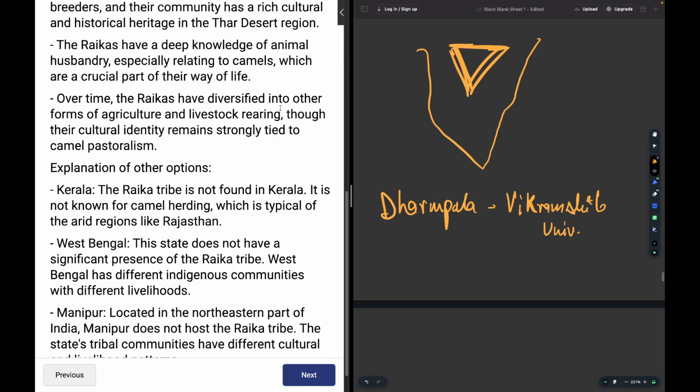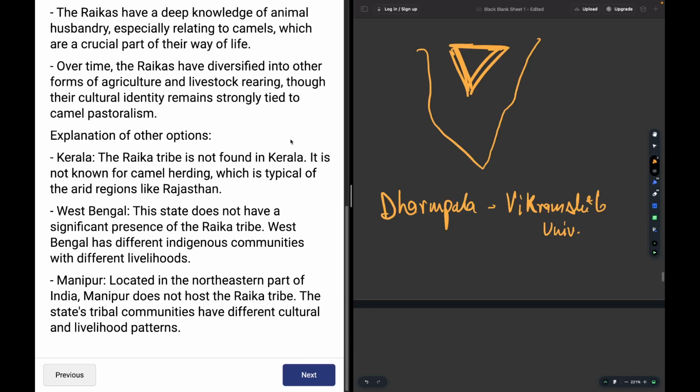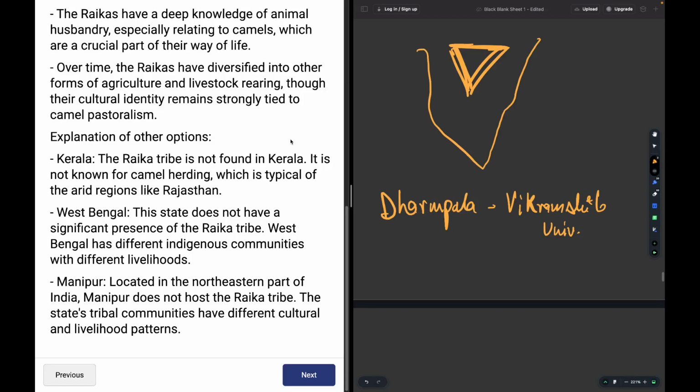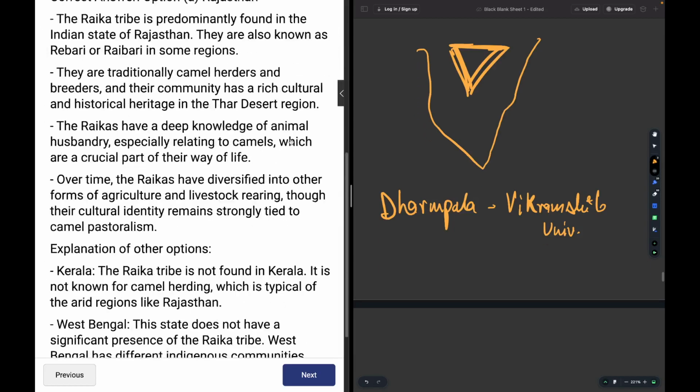Over time, the Raikas have diversified into other forms of agriculture and livestock rearing, though their cultural identity remains strongly tied to camel pastoralism. They breed and rear camels.